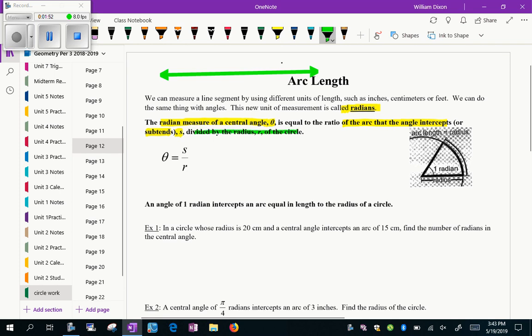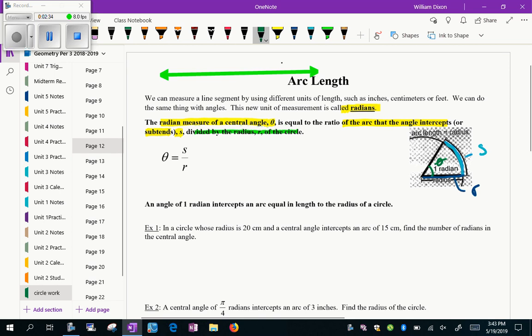So if I look at my picture here, my S, the arc that's intercepted, that's going to be S. We know that the radius is my R, and then the radian measure, the 1 radian, that's going to be my theta. Okay, so we have our formula here, and it says theta, the radian measure, equals the arc length divided by the radius.